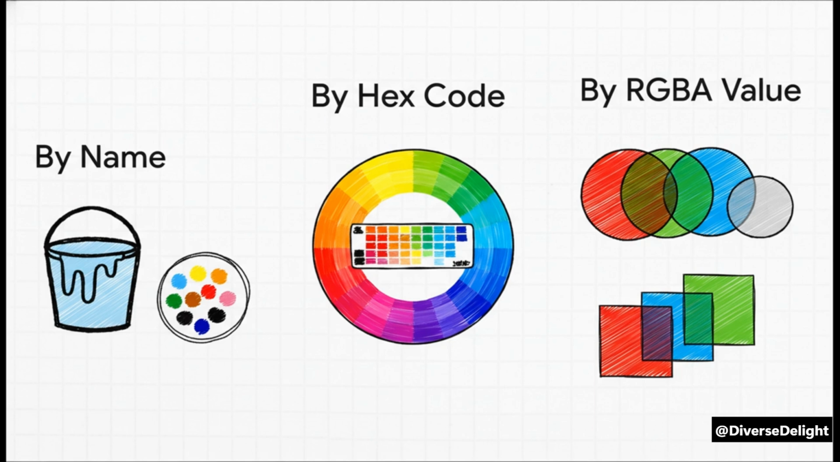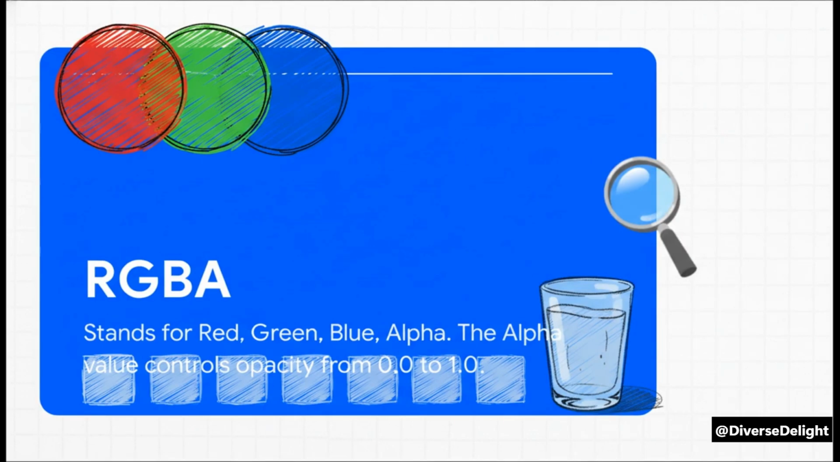But where the real power is, is with RGBA. RGB, that's red, green, blue, and alpha. Now, red, green, and blue are probably what you expect. You mix them together to get your color. But that A for alpha, that's the secret sauce. It controls the opacity. A value of 1.0 is totally solid, and a value of 0.0 is completely see-through. You can get all sorts of cool, layered, glassy effects with it.